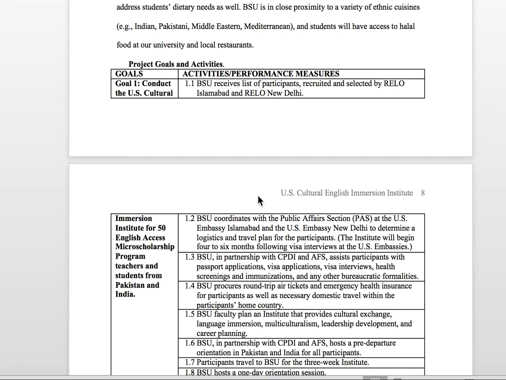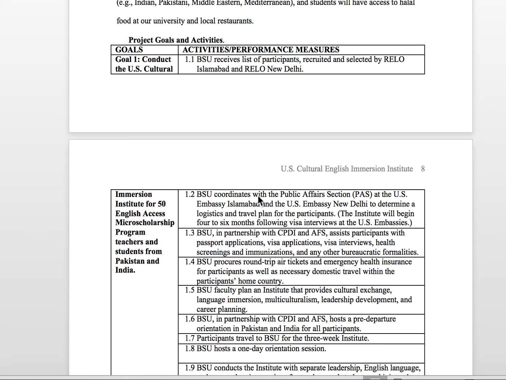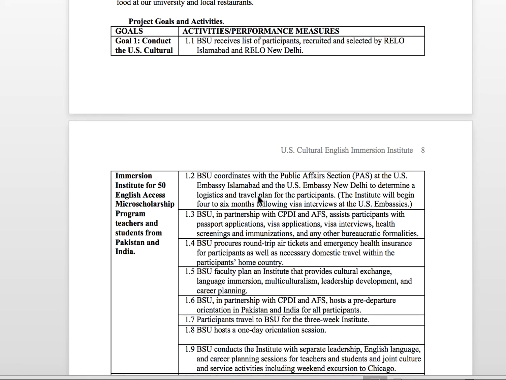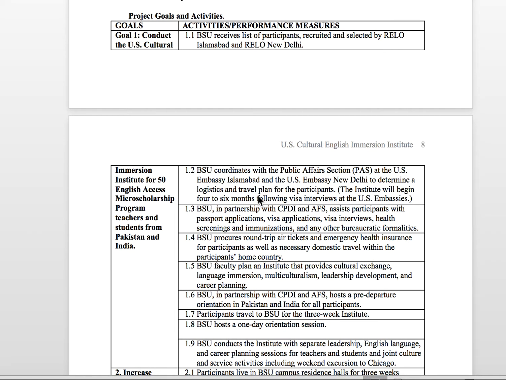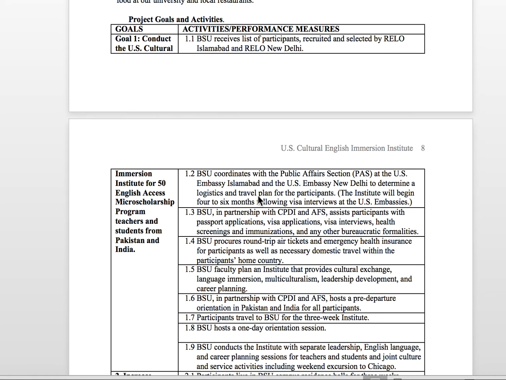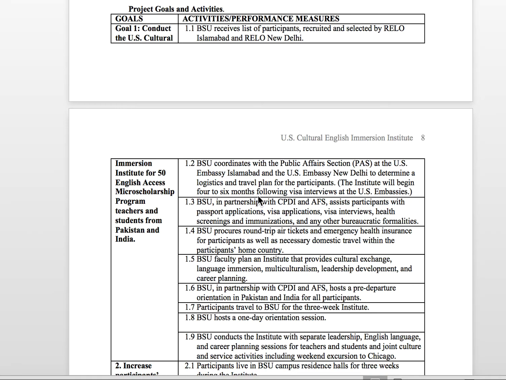Like on the example I have here, this was a project where we were going to bring together students from India and from Pakistan to spend some time in a project at Ball State. You can see the first one is just a very general goal, and then each goal generally is broken down into a set of activities. Now, it's always challenging to do this, and I'm going to show you some different tables and ways to potentially set it up.